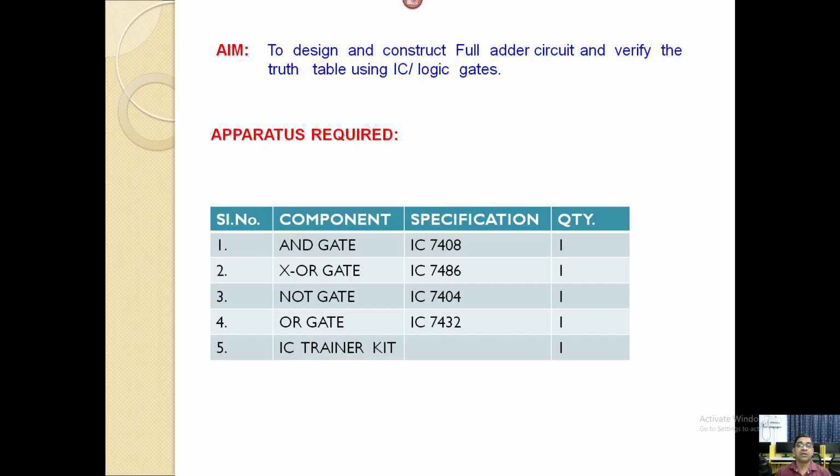The full adder circuit requires the AND gate, whose IC number you already know from the half adder, 7408, the XOR gate 7486, the NOT gate 7404, and one OR gate, 7432, and the trainer kit, that is, the breadboard.